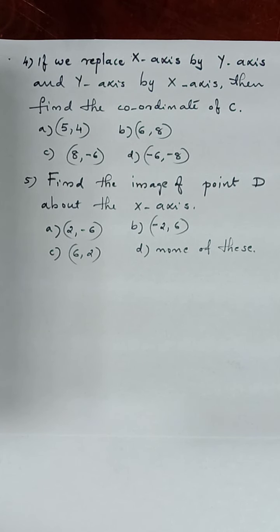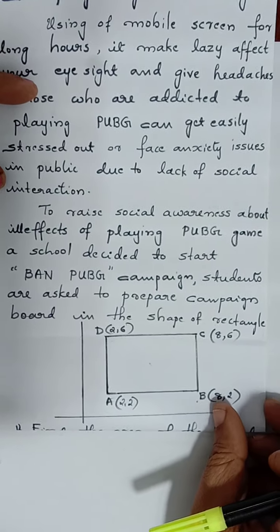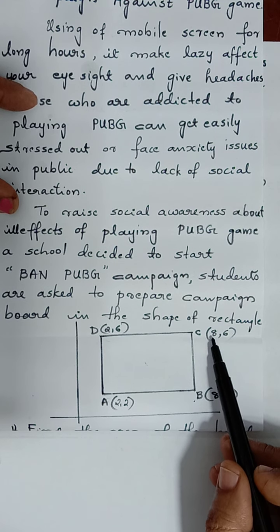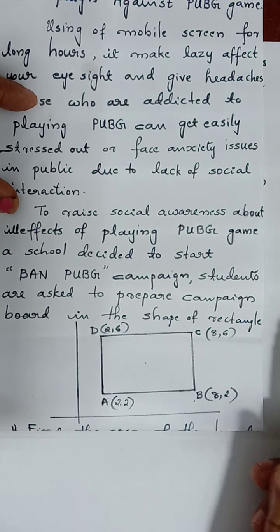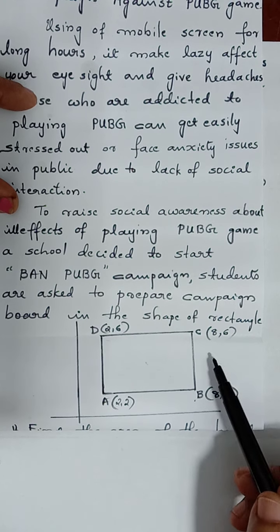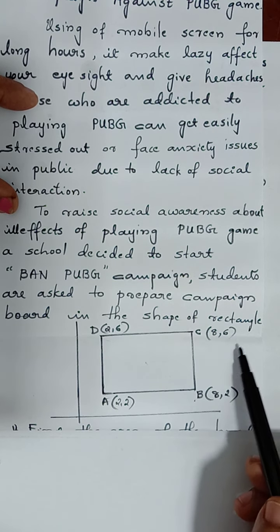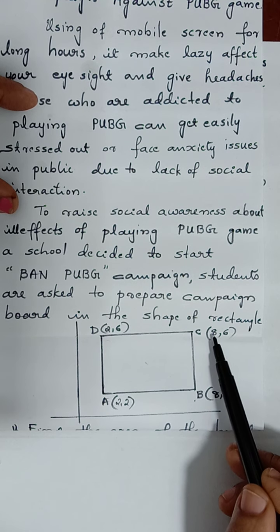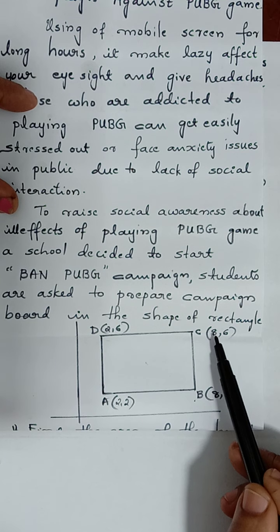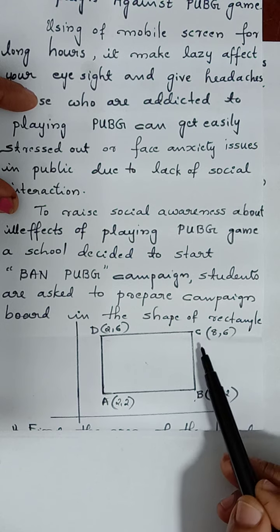Question number 4. If we replace x-axis by y-axis and y-axis by x-axis, then find the coordinates of C. What is the coordinate of C given to us? Check it. The coordinate of C given to us is 8, 6. X coordinate 8, y coordinate 6. But in the question they have asked to change x coordinate as y and y coordinate as x. Therefore, just change it. Instead of 8, 6, it is 6, 8. 6 comes as x coordinate, 8 comes as y coordinate. So, our answer should be 6, 8.